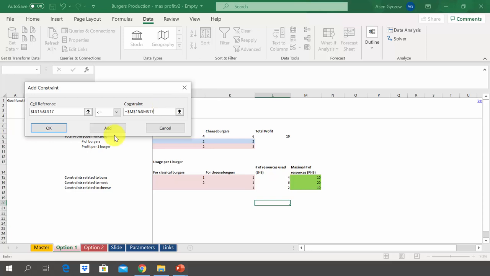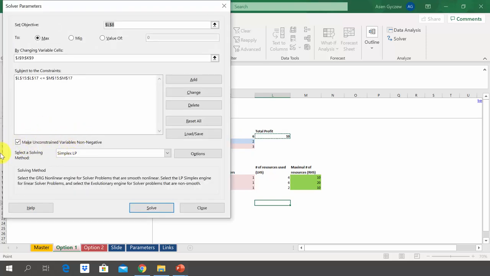And as you might remember, we also had the two additional constraints. So we don't want the number of classical burgers and cheeseburgers to be smaller than zero, but we don't have to add them here because if we press OK, you will see that it has already taken care of that. So we have a tick here. We also have to pick the method which we're going to use to solve the problem.